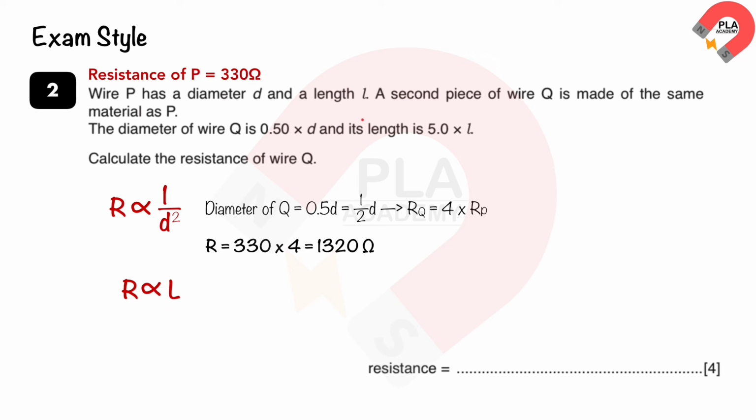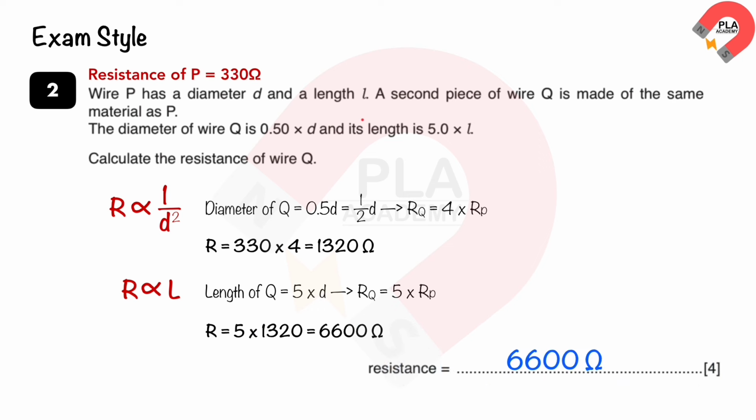Resistance is directly proportional to the length. As the length of Q is 5 times that of P, the resistance of Q is also 5 times the resistance of P. Therefore, the resistance of Q is 5 times 1320, which is equal to 6600 ohms.